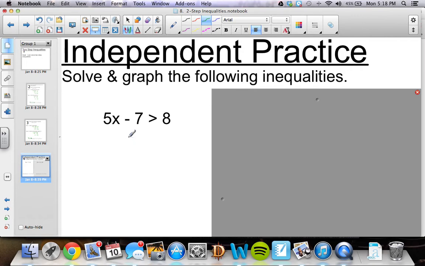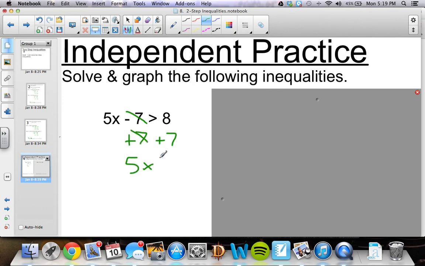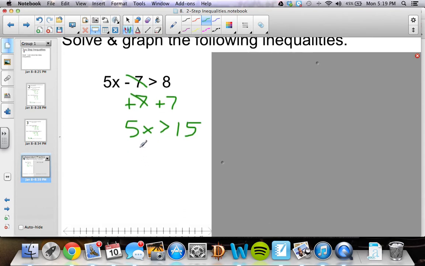Okay, so let's work through this one. First step, 5x minus 7 is greater than 8. We're going to work backwards. We're going to get rid of this 7, so add 7 to both sides. Cancel that out. Left with 5x is greater than 15. We're going to keep going. The opposite of multiplication is division, so we're going to divide by 5. Any number divided by itself is just 1. And we'll be left with x is greater than 3.